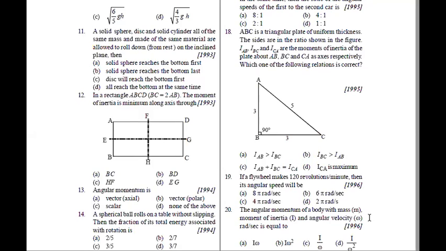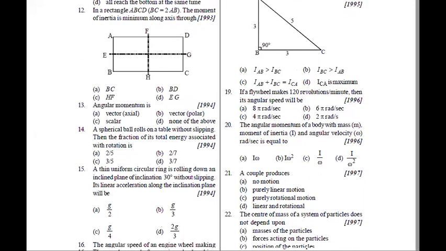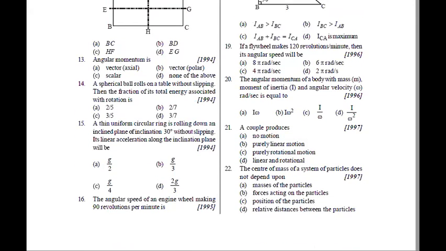Next, 19th. 19th is easy. Formula putting, getting. 20th also easy, right? Yes or no? Tell me yes or no. 20, you know what it will be? A. Very good. 21 easy. 22 easy.